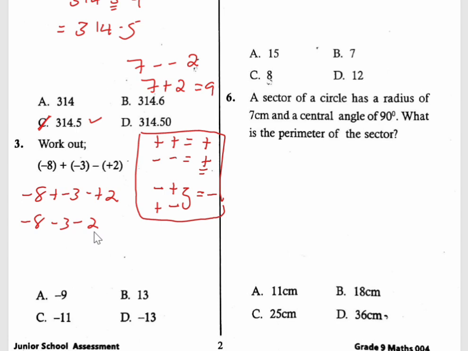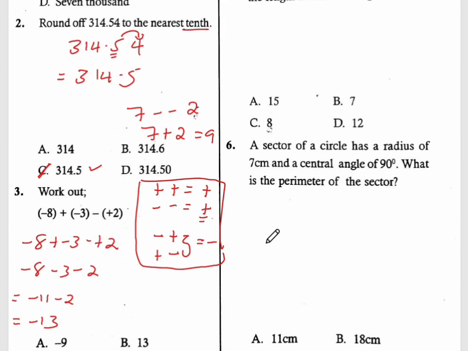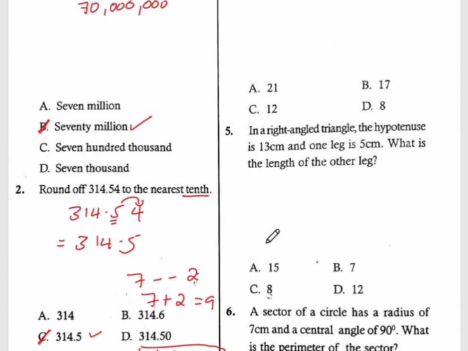Using a calculator or just mental mathematics, negative 8 minus 3 is negative 11. Then here we have minus 2, and negative 11 minus 2 is equal to negative 13. And therefore, the correct answer is D. So that is how we work that out. Hope you are following. Let us continue to question number 4.